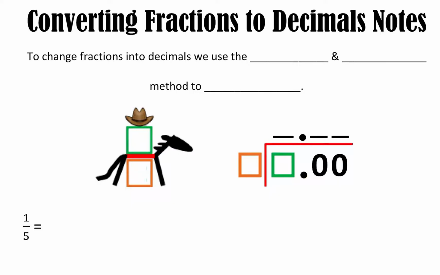So to change fractions into decimals, we have already kind of discussed this, but we use the cowboy and horse method. Okay, and the reason we do that is just so we know what goes where. Because when we use cowboy and horse, we're actually using that to divide. So division is what changes fractions into decimals. We use cowboy and horse to tell us what goes where, but we're actually just doing division.